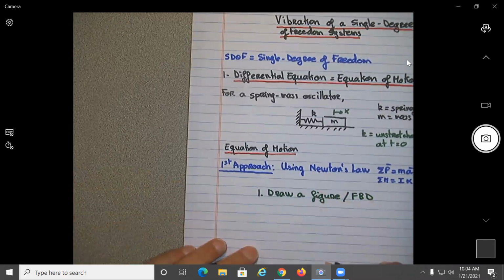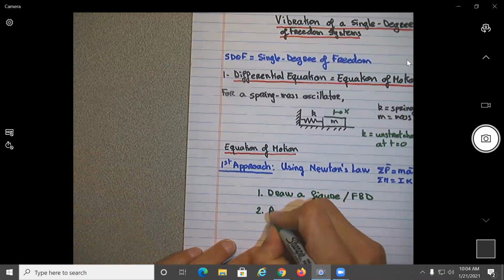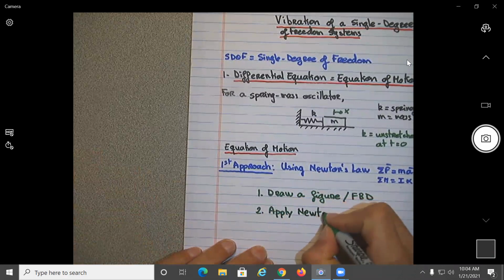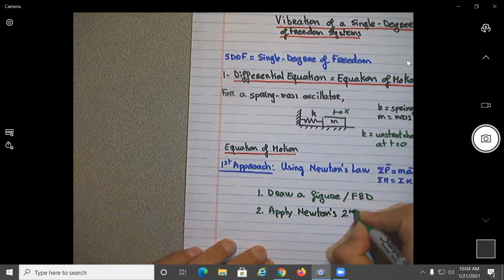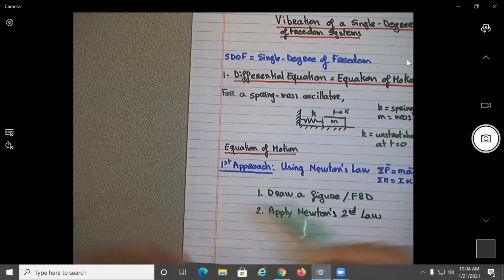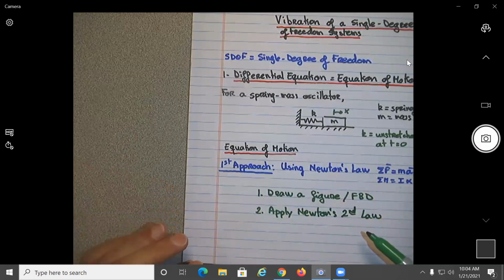So now, what do you need? Some type of figure, because from the figure you're going to define the problem and define the coordinate system. And once you have the coordinate system, you can apply Newton's second law. So this will give you a differential equation. And then the last step will be what? What is this class really about? Step 3 will be to solve the differential equation.